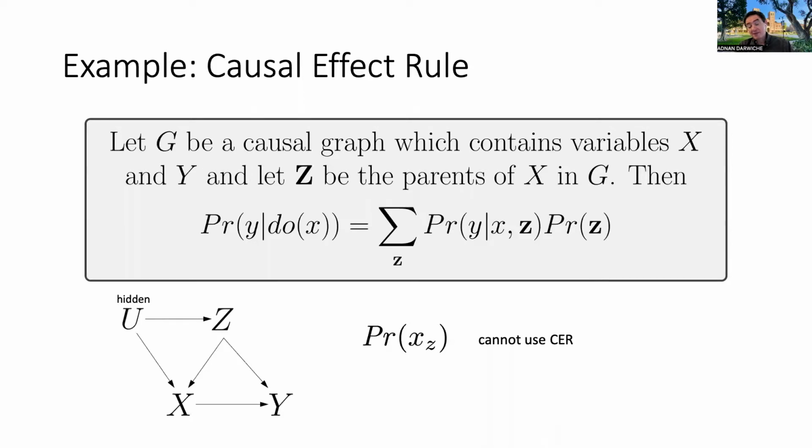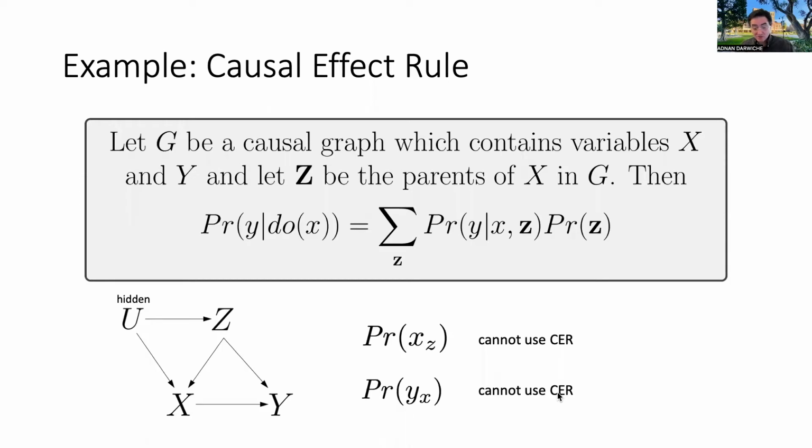All right. Now let's look at the other one. Causal effect of X on Y. Now, if I want to use the causal effect rule for that, I need to know the parents of X. I need to have them observed in the data. Now, Z is observed, but U is not. So again, I cannot use the causal effect rule. So in this case, the causal effect rule could not help me.